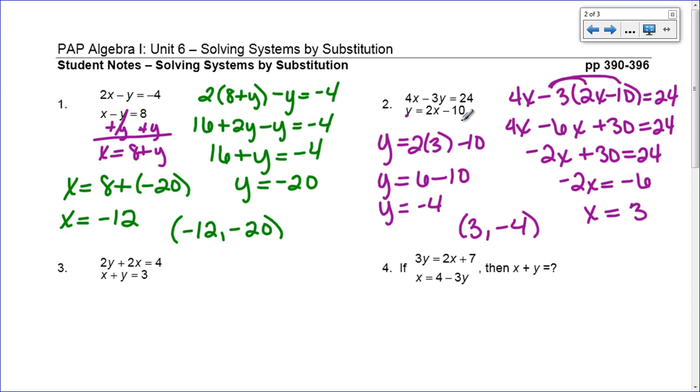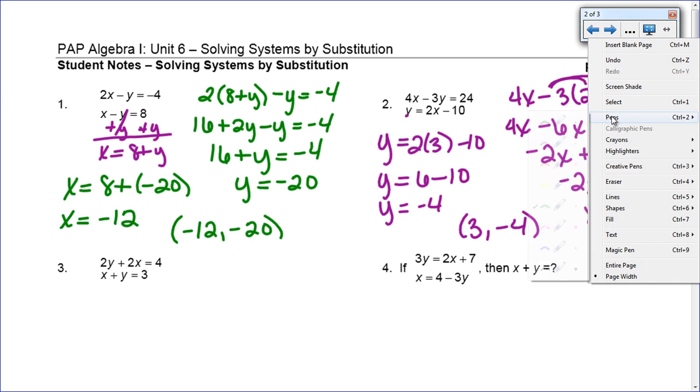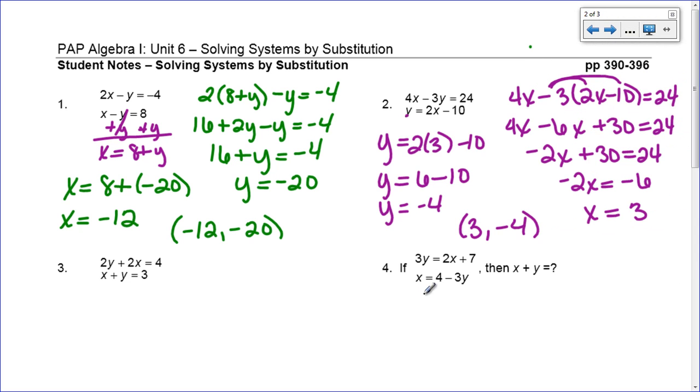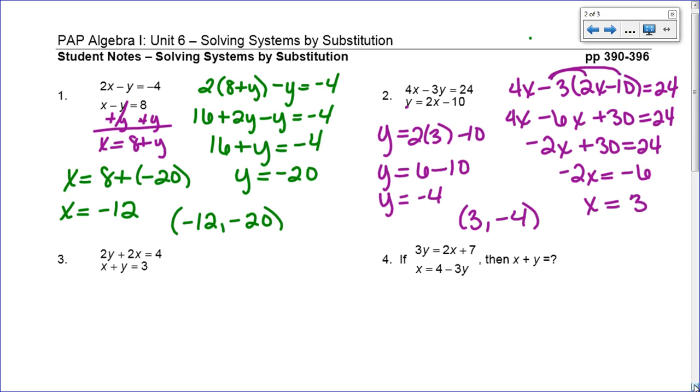So sometimes it's set up and you already have a y equals or x equals statement. You can go directly to substitution. Sometimes, though, it is not set up that way and you have to get either an x equals or y equals statement and then go to the substitution. So let's look at question number 4. Question number 4 is a little bit different because question number 4 says, if 3y equals 2x plus 7 and x equals 4 minus 3y, then x plus y equals whatever. We're trying to find what x plus y equals. Well, we can't do that until we know what x and y are, so we have to practice substitution.